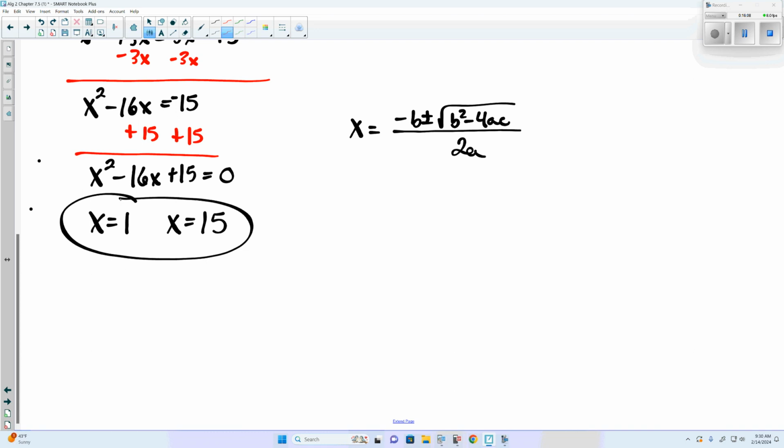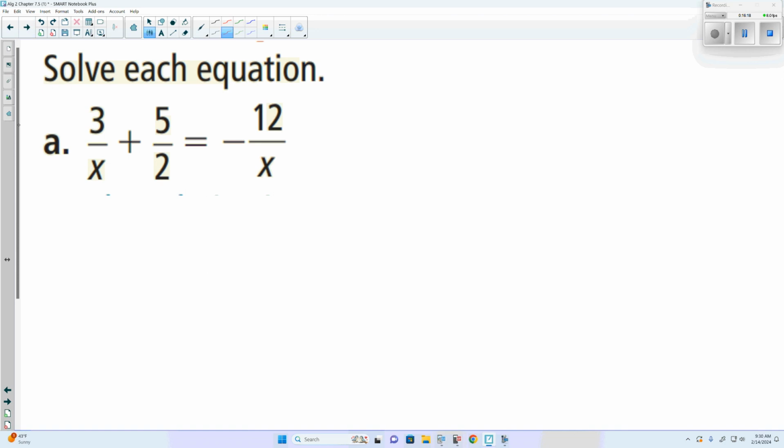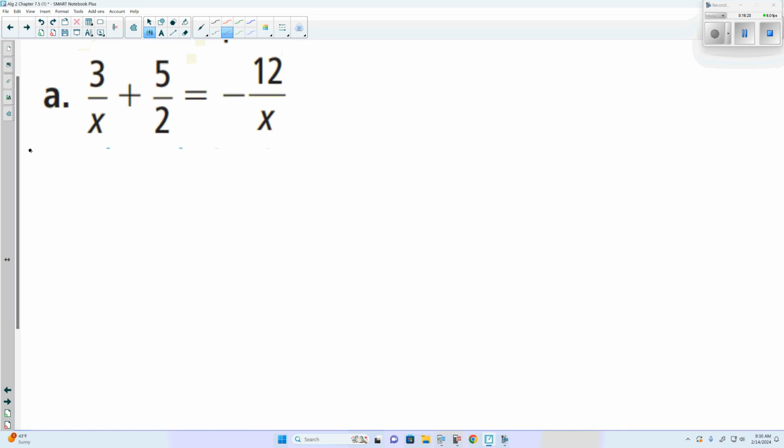Are either one of those one of the restrictions? No. Questions on anything we've done so far? Any questions on this here? You feel good with this so far?